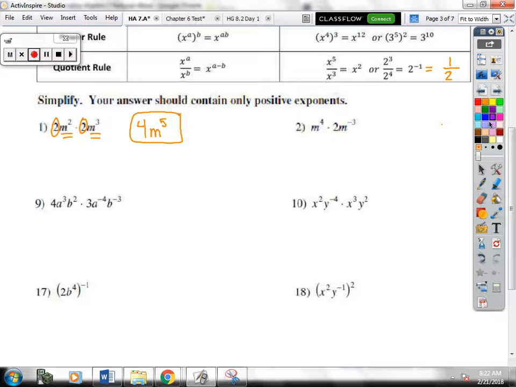Now in the next one we don't have any outside numbers, so we'll just leave it 2. This is technically a 1, I guess. And we would add these exponents. 4 plus negative 3 will get me m to the 1st, or just m. And we're adding those exponents.